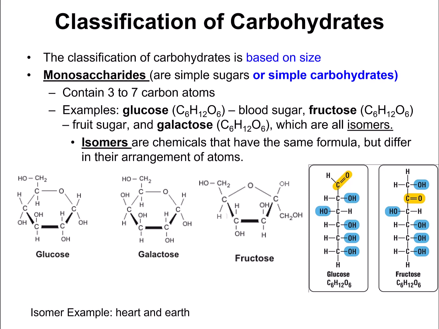But there are other molecules that have the same ratio. What's the difference between these? It's the way that atoms are arranged. So if you look at glucose, it has the same number of carbons and hydrogens and oxygens as galactose and fructose, but they're arranged differently. Chemicals that have the same molecular formula, but differ in their arrangement of atoms are called isomers. For example, heart and earth. These are 2 words that have the same letters, but they're arranged differently, and it gives you an entirely different meaning. That's like these isomers. They have all the same letters and all the same amounts, but they're arranged differently.